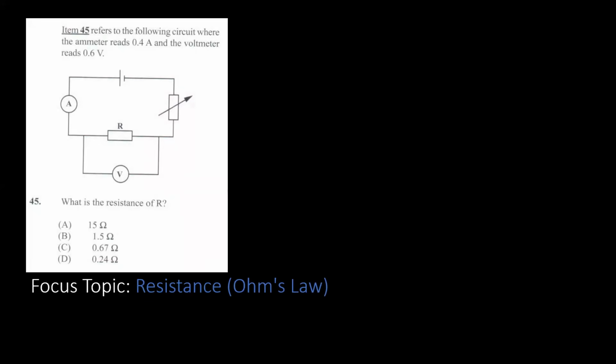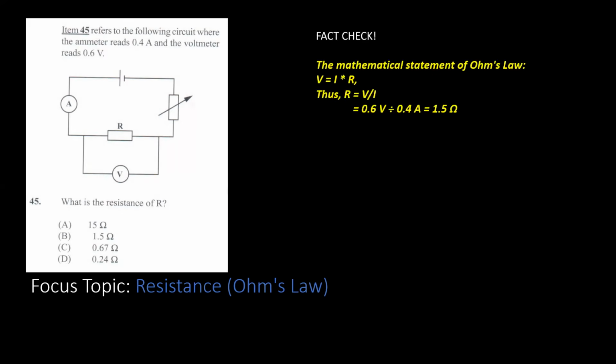Number 45, this shows a diagram of a circuit where the ammeter reads 0.4 ampere and the voltmeter reads 0.6 volts. And you're asked for the resistance of R. So using Ohm's law, R equals V over I. So we simply divide 0.6, which is the voltage, by the current, which is 0.4 amperes. And we get 1.5 ohms. So our answer is B.